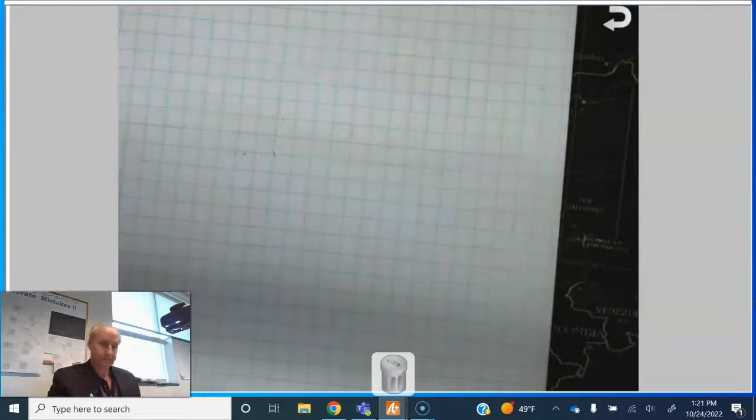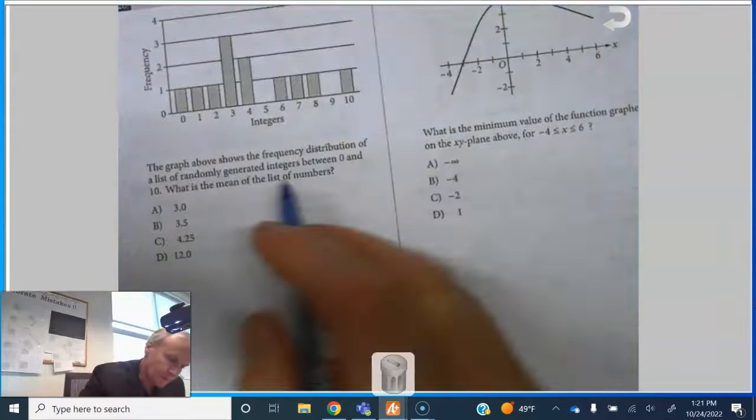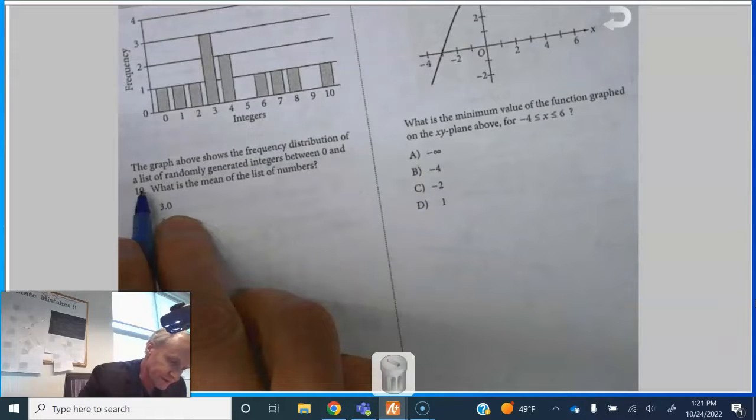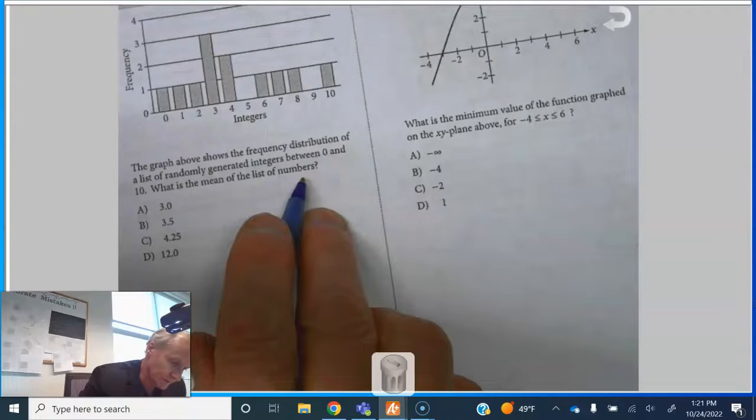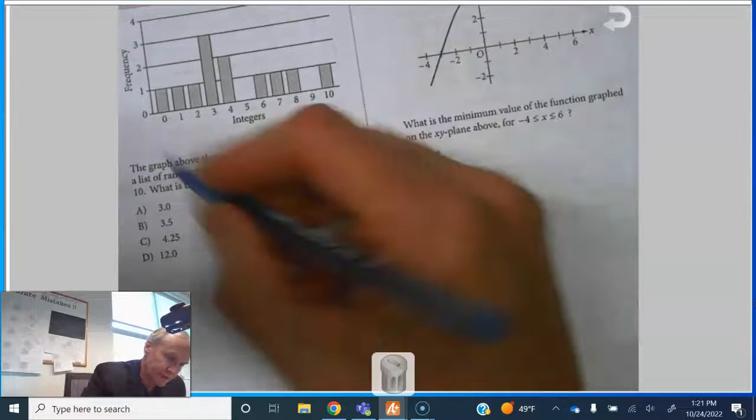It's kind of tricky. Let's see. The graph above shows the frequency distribution between 0 and 10. What is the mean of the list of numbers? So we need to add all these together.